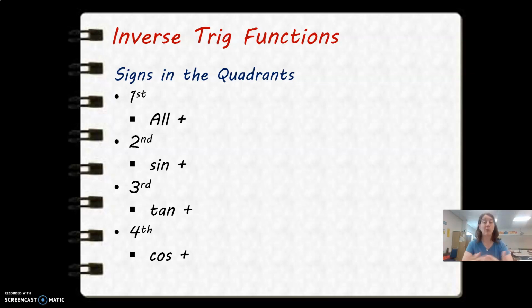Remember the way that I used to remember these. I just got to remember the first is where everything's positive, but second starts with S. Sine starts with S. That's the one that's positive. Third starts with T, tangent, which also starts with T, is positive, and it kind of breaks down for the fourth quadrant, but cosine is the only one that I haven't used so far in my question.